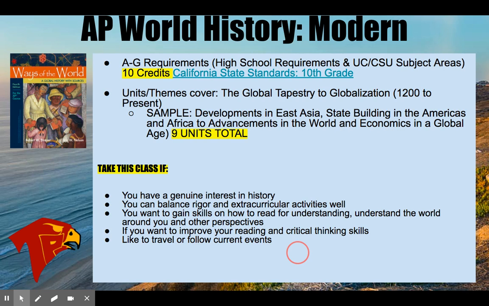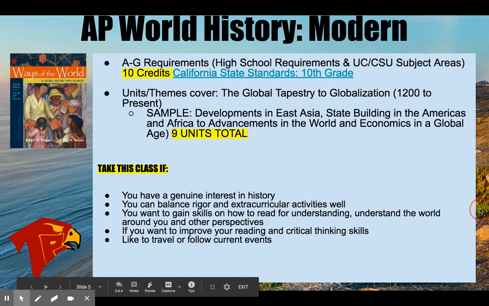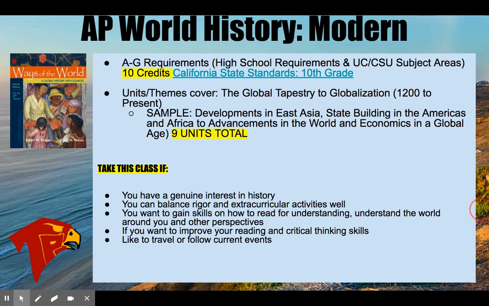So let's switch over to AP World History. You'll see a big difference in this. This is the book. It's called Ways of the World. It is used in various colleges in the United States. And again, there are 9 units total. Topics include developments in East Asia, like looking at Japan, Korea, and then going into places like the Americas, looking at places like Latin America, and going into places like Africa and the Middle East. There's a wide range of topics. So 9 units total. Take this class if you really are interested in history.